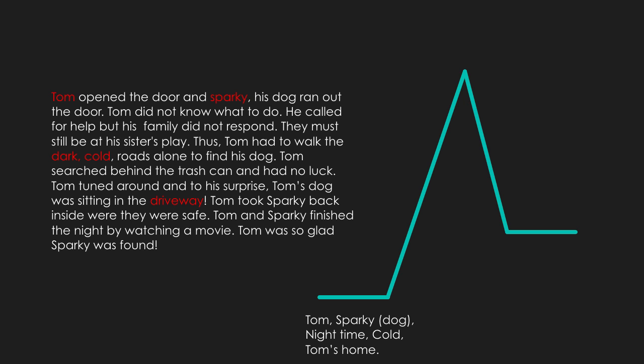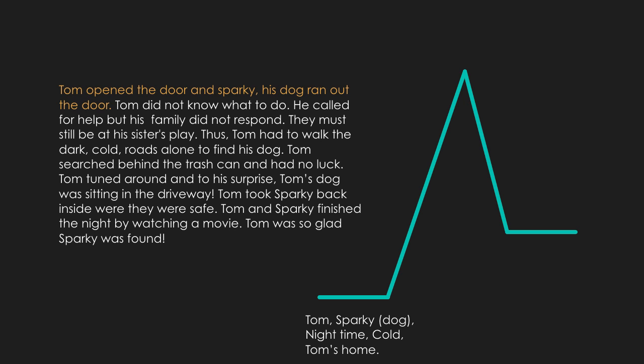So now we can write our exposition as you can see here. We have Tom and Sparky, which is the dog, that are characters. It's nighttime, it's cold, and we're at Tom's house. We can now place our first event, which is Tom opened the door and Sparky, his dog, ran out the door.